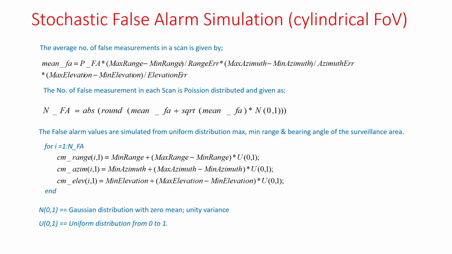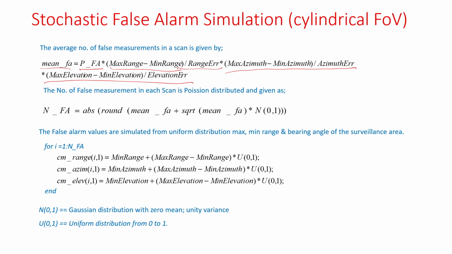First I calculate the mean number of false alarms using the above equation: the false alarm probability times the range extent, max range minus min range divided by range error, times max azimuth minus min azimuth divided by azimuth error, times max elevation minus min elevation divided by elevation error. I did it in a cylindrical way, but you can do it in XYZ as well; everything is valid. This equation gives the mean number of false alarms.